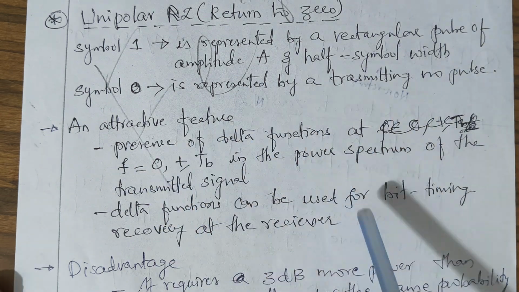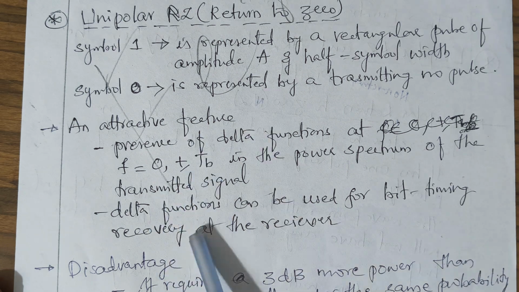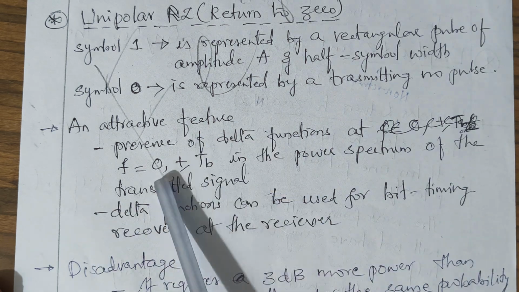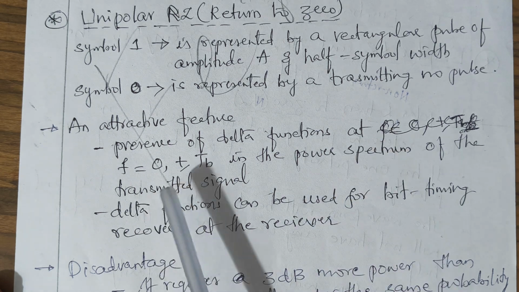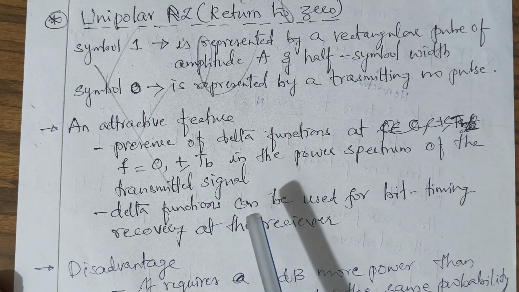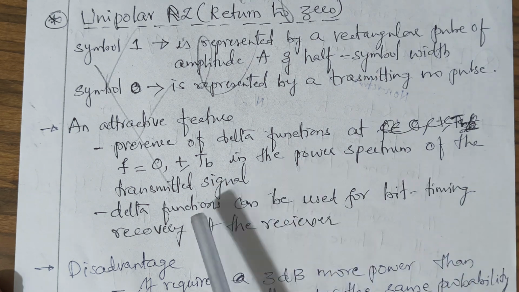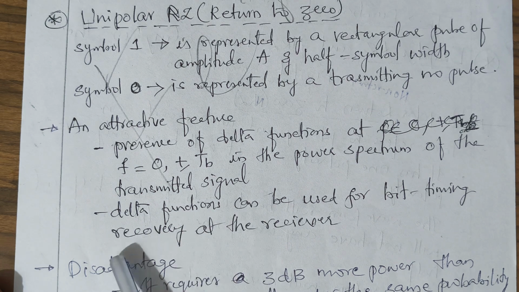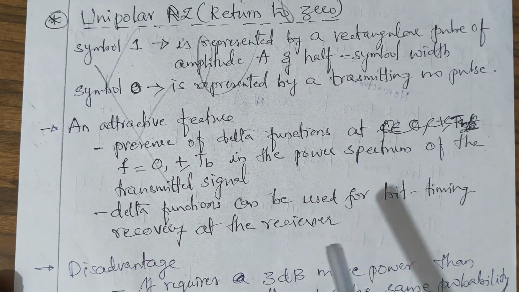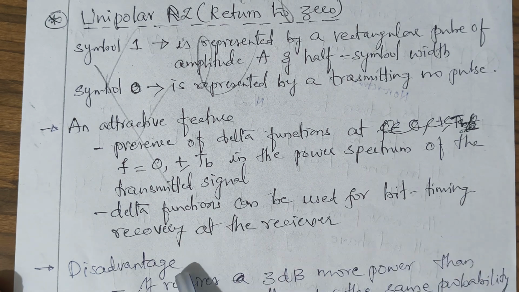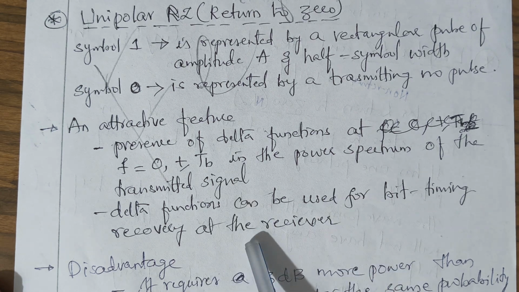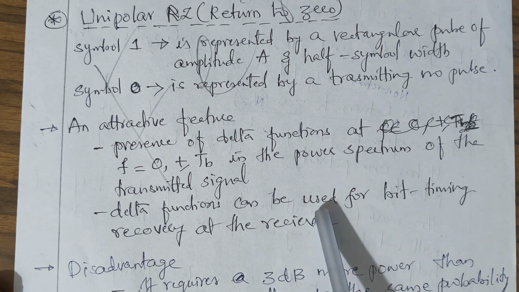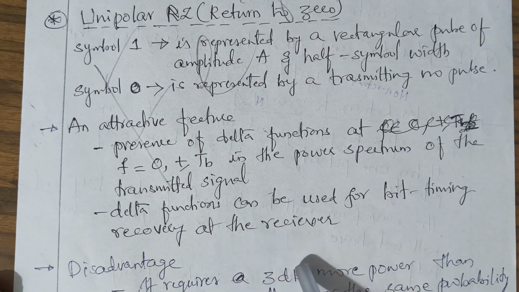Now one of the features of the unipolar is the presence of delta functions at frequency f equal to 0, then plus or minus 1/TB, in the power spectrum of the transmitted signal. And here the delta functions can be used for bit timing recovery at the receiver. So this can be taken as one of the applications of the unipolar RZ, that is, the delta functions can be used for bit timing recovery at the receiver.